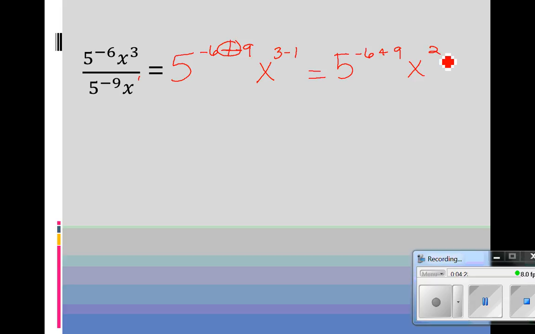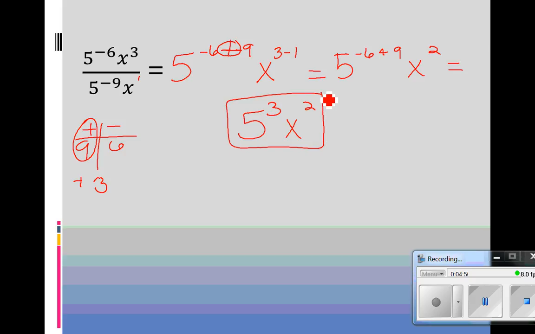If I make a T-chart for negative 6 plus 9, I would have positive and negative T-chart with negative 6 and positive 9. They're on different sides, so you find the difference. The difference would be 3. The 9 is bigger and it's positive, so it's positive 3. So that equals 5 to the 3rd power x to the 2nd.